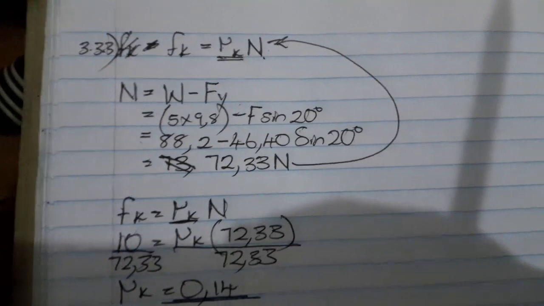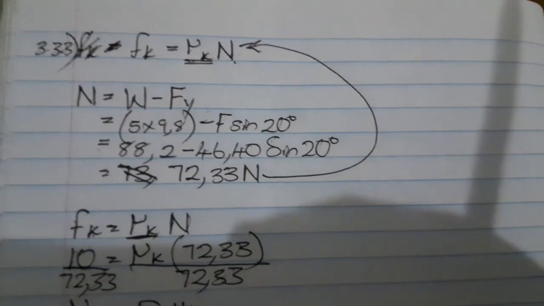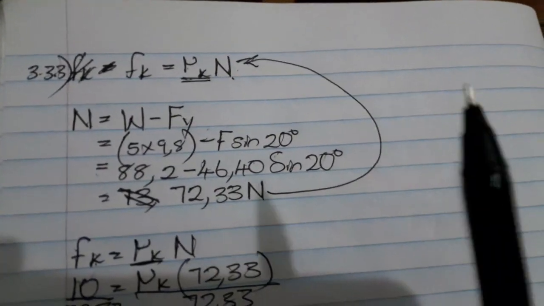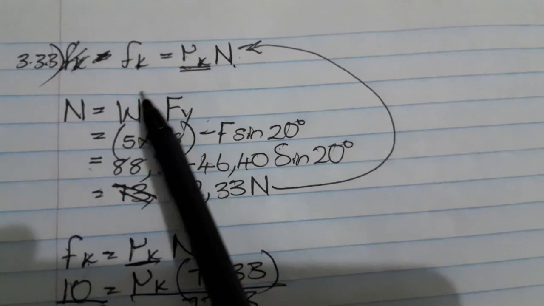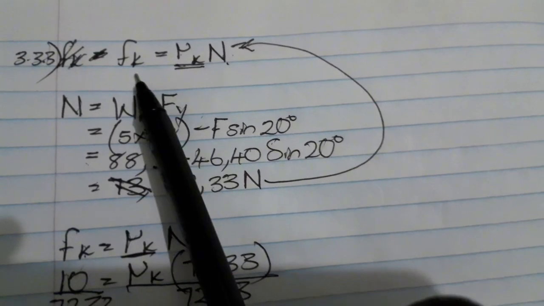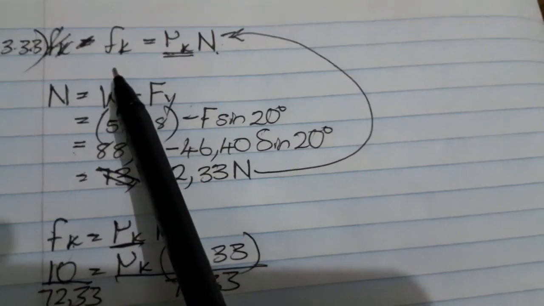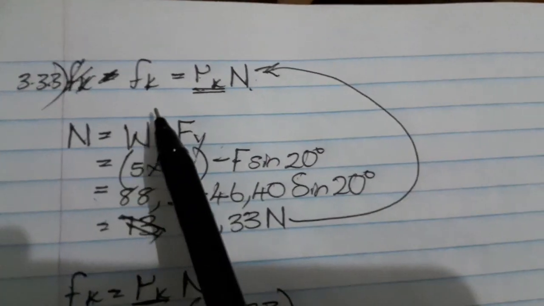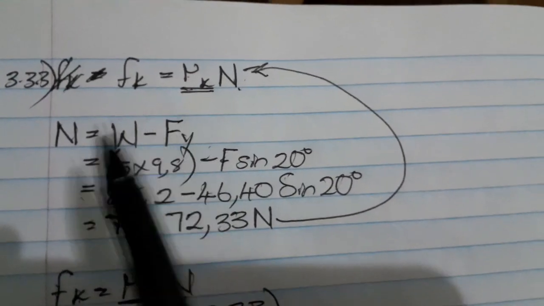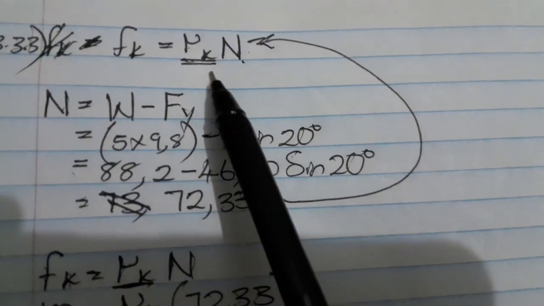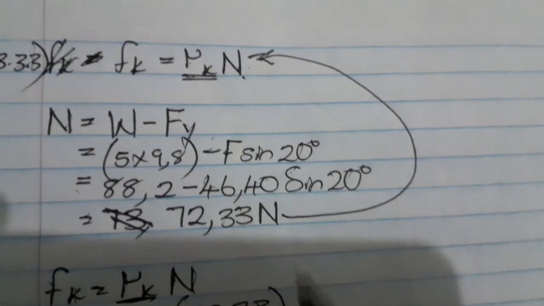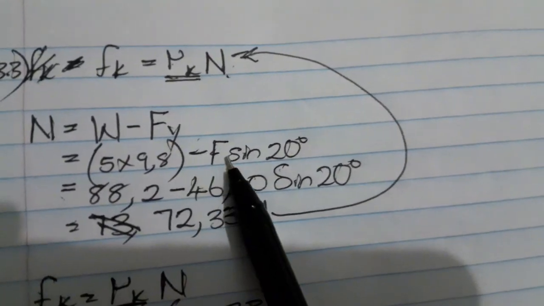The next question is: calculate the coefficient of frictional force. Guys, remember, to calculate frictional force, we have Fk, which is kinetic friction. They're talking about kinetic friction. To calculate kinetic friction or static friction, we always have our mu, which is the symbol for the coefficient of friction.